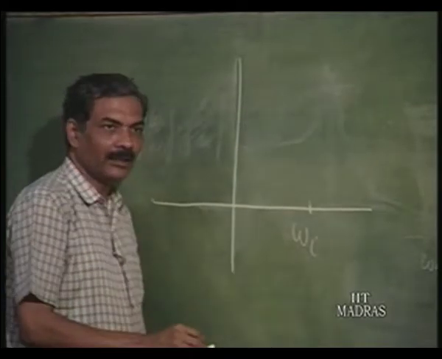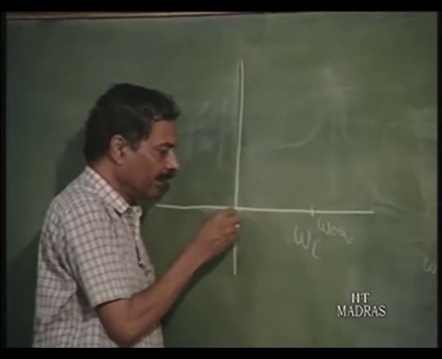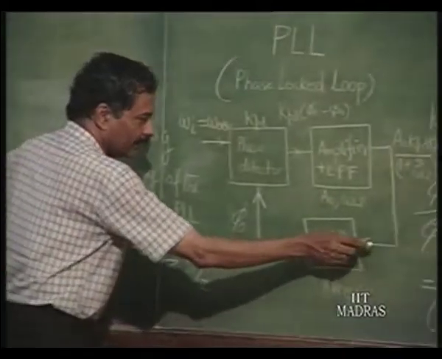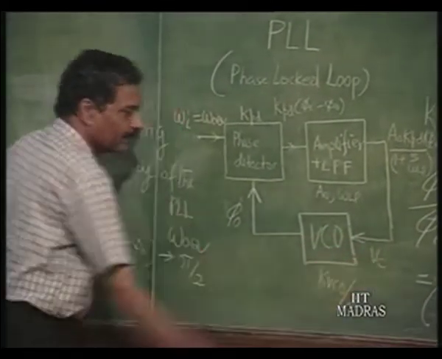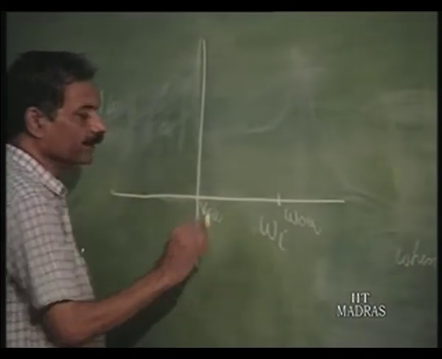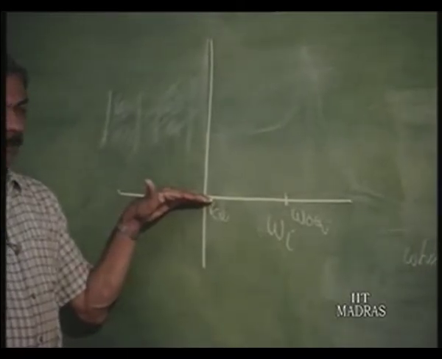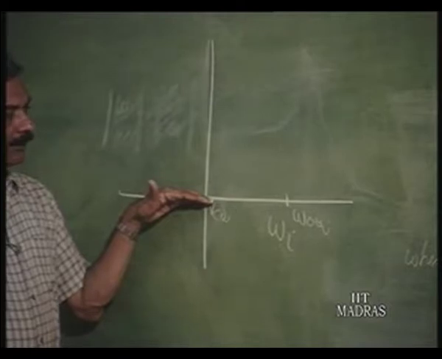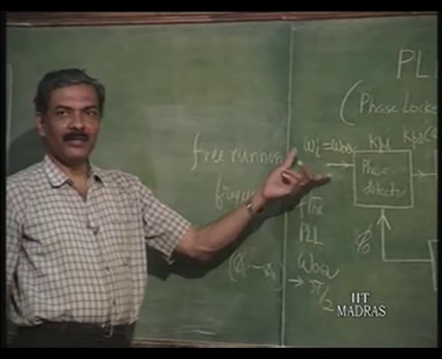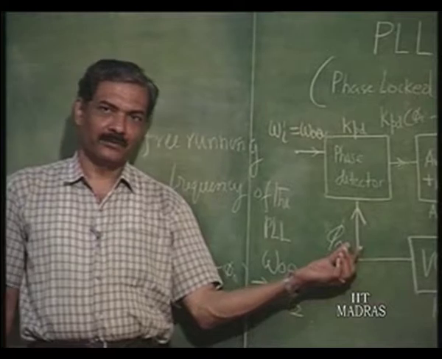Originally it was at omega naught q. At that point, this particular voltage, let us say this is called Vc, the control voltage. The control voltage was at a value Vcq for the VCO. As omega I is changed to some value which is close to omega naught q, immediately this will follow.